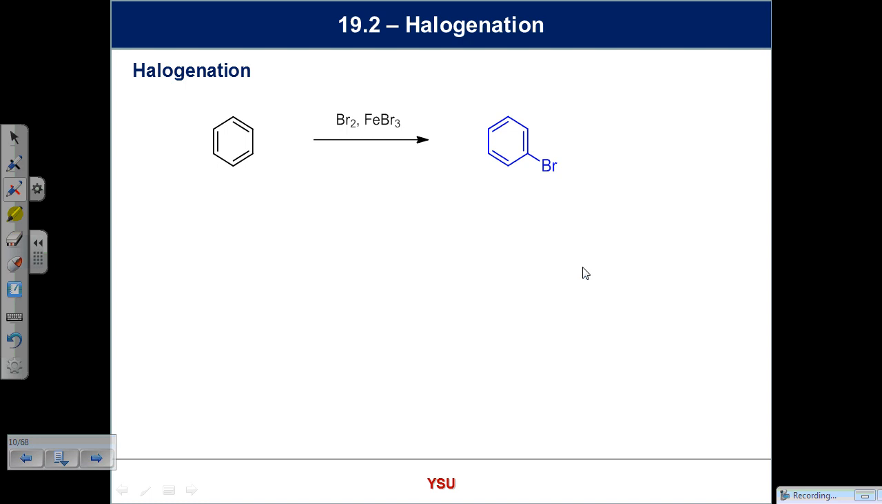You have a benzene system. You have bromine. You have Fe or FeBr3. They do the same thing. And you're ending up with a bromo system. That's a classic way of putting a bromine into a benzene ring.